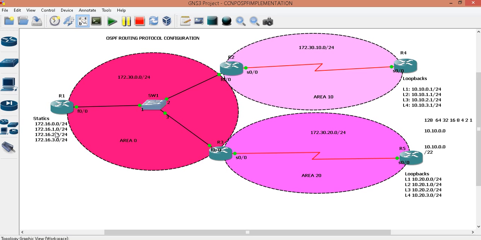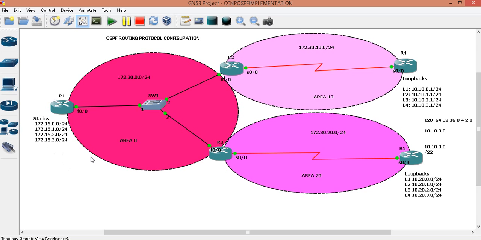So the summary route is going to be similar to the loopbacks here. You see that the first octet is the same, the second octet is the same, and the third octet is where the difference lies. We have 0, 1, 2, 3. So the next network will be 172.16.4.0, which we don't actually need, but we need it to determine the subnet mask for the summarized network.